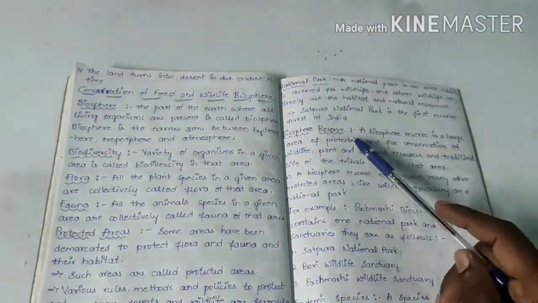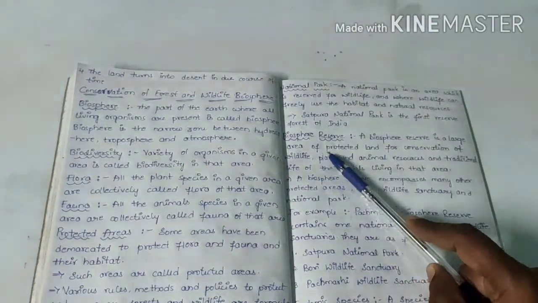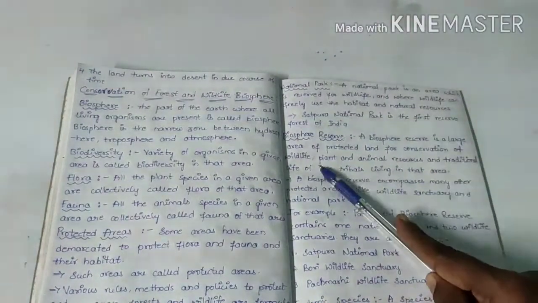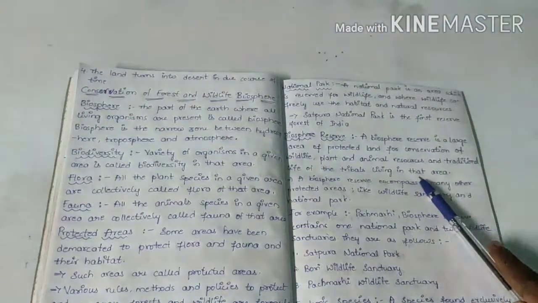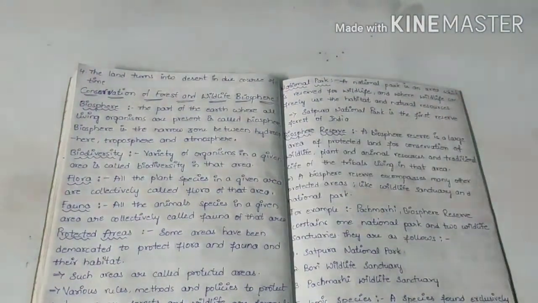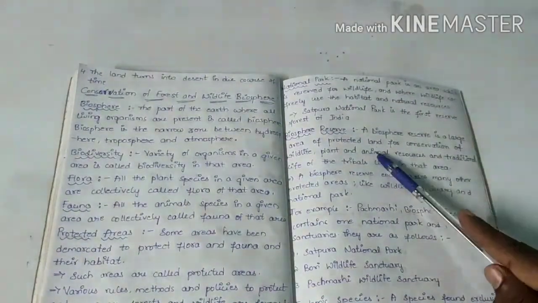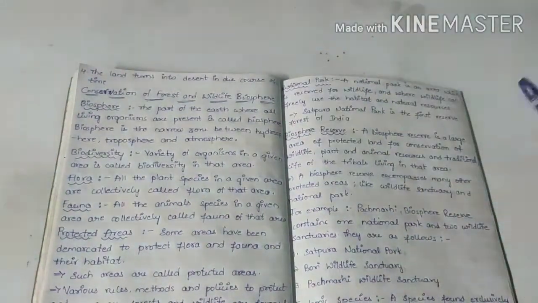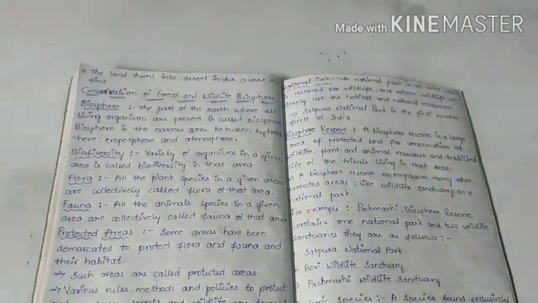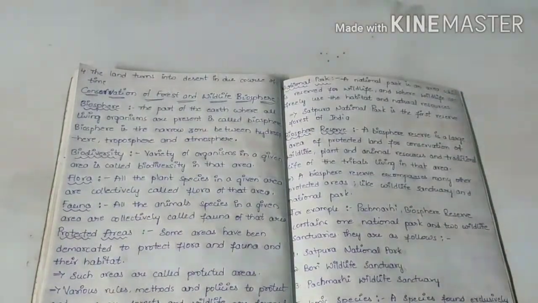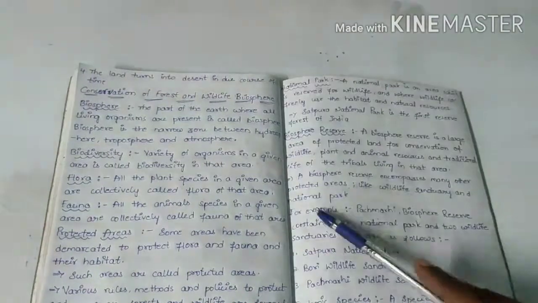Our next term is biosphere reserve. A biosphere reserve is a large area of protected land for conservation of wildlife, plant and animal resources and the traditional life of the tribals living in that area. A sanctuary protects only wildlife and its habitat. Coming to a biosphere reserve, it protects wildlife, its resources, habitat, and the traditional life of tribals also, who depend on that forest. It is also protected here.